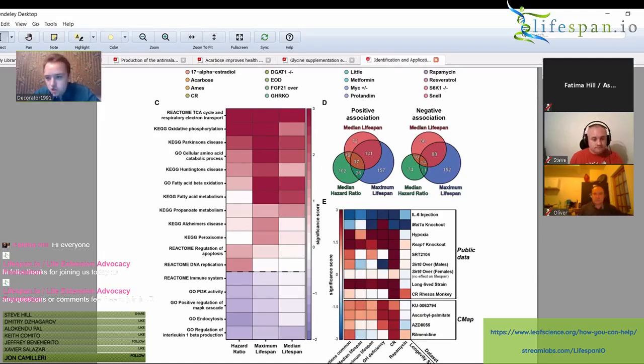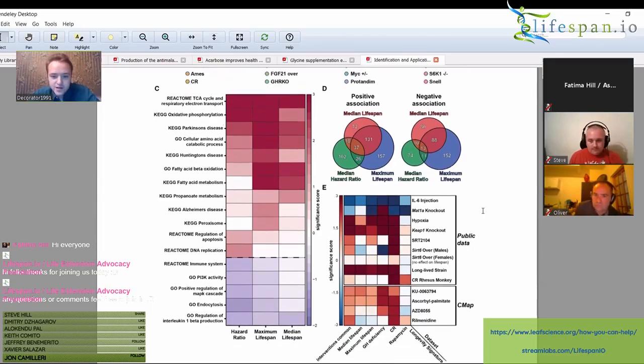Panel D shows how similar the signatures associated with different metrics of lifespan are, and basically here we just show that the overlaps are significant. It means that regardless of the metric you use, you still obtain similar results. So it's also a verification to be sure that the metric doesn't matter.